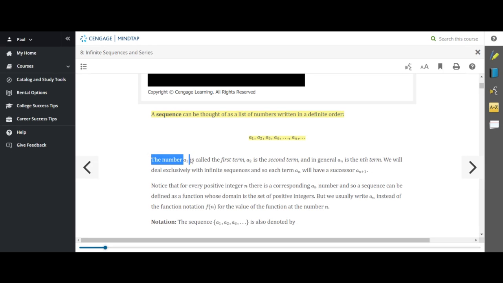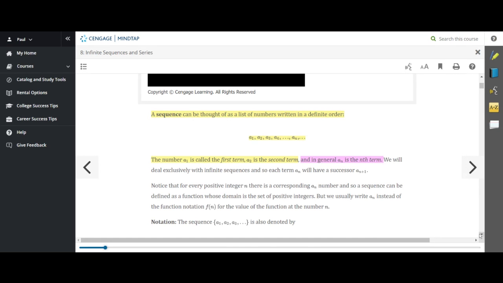The number a sub 1 is called your first term. The number a sub 2, whatever it is, is called your second term. And the number a sub n is called your nth term or your general term. So the sequences keep going and going. They go on to infinity. And the n, of course, is an integer.